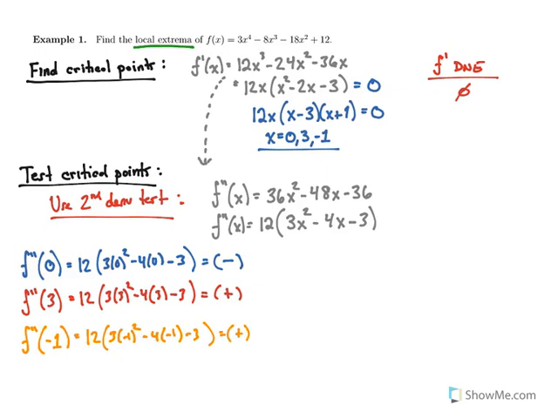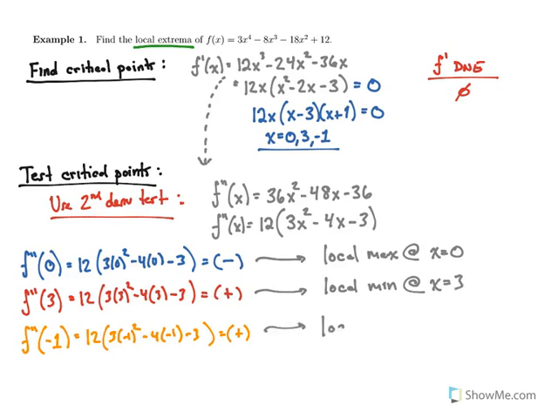So the second derivative test tells us that since the second derivative was negative at 0, then we have a local max at x equals 0. For 3, the second derivative was positive, which means that we have a local min at x equals 3, and same at x equals negative 1.